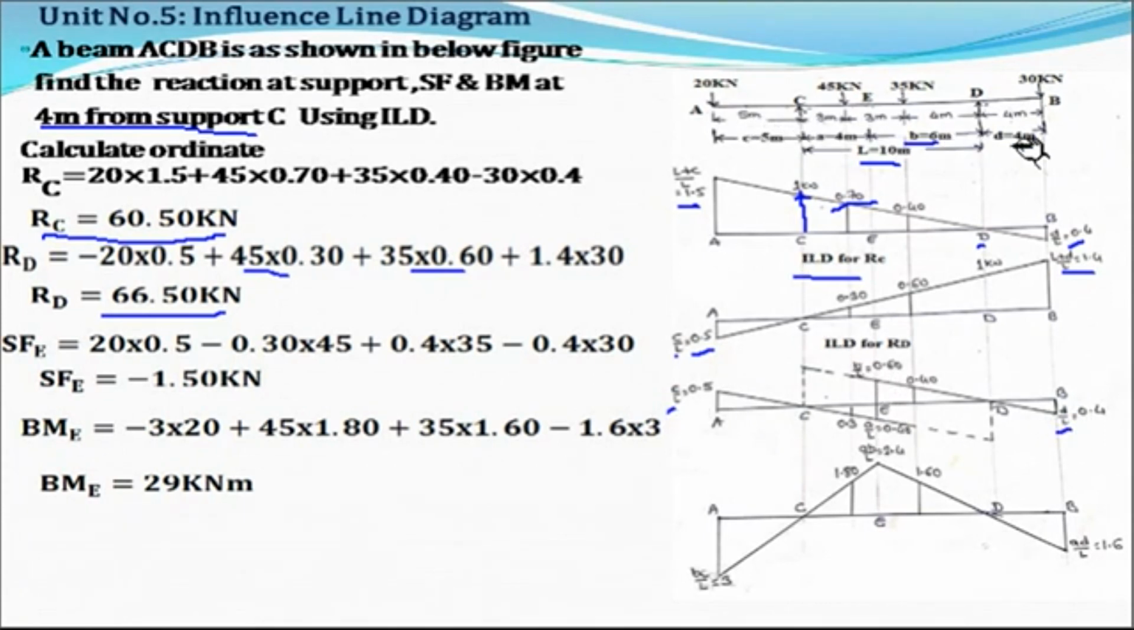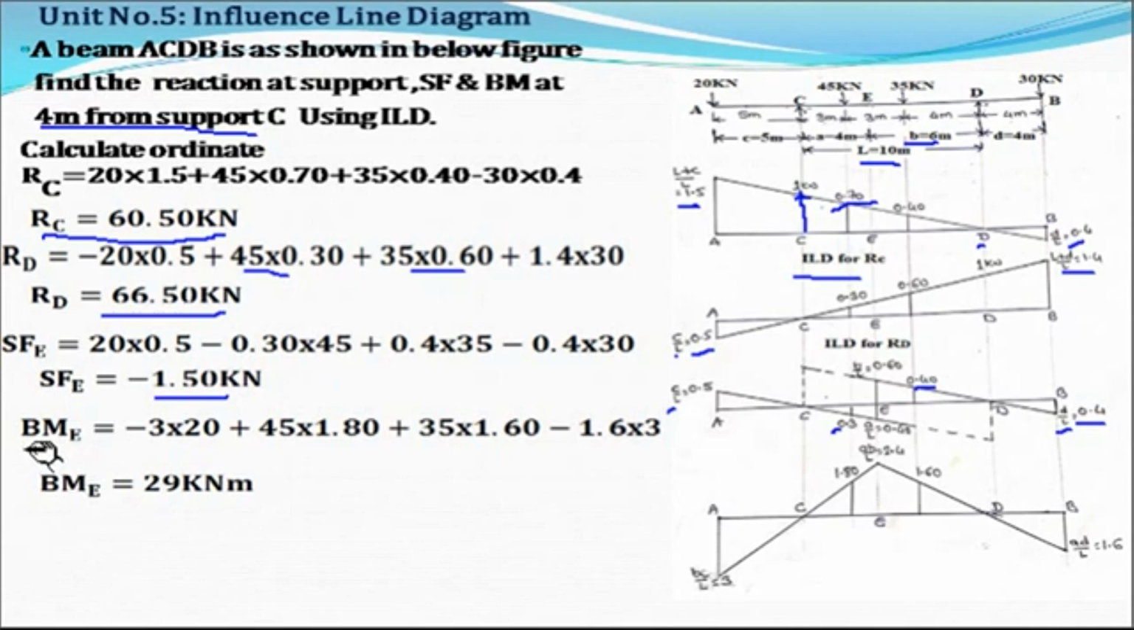All the values we know here. Okay, now after finding out this ordinate, find out the ordinate below the point load. Then here shear force at E is nothing but the point load 20 multiplied by the ordinate 0.5, then this is on the negative side, so minus 0.3 into 45, the next one is 0.40 into 35, again this is on the negative side, so 30 into 0.4. If you solve this, we'll get the value minus 1.5 kilonewton.